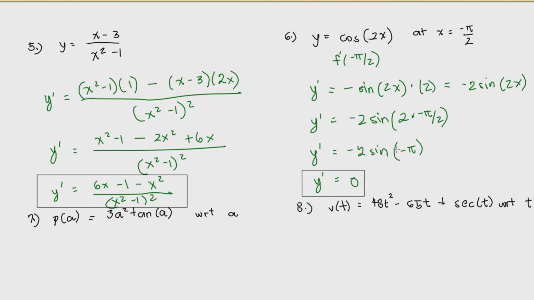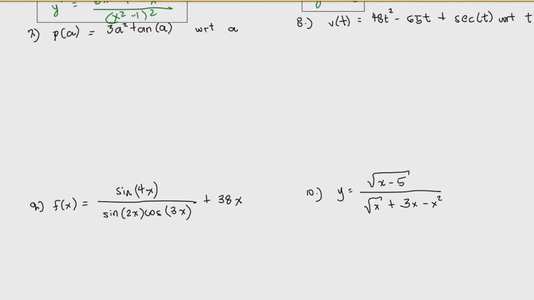It would have been negative 1 if it were cosine, since cosine of negative pi is equal to negative 1. So the answer would be positive 2 if the problem here is in cosine. But of course, since it is in sine, that will be 0.